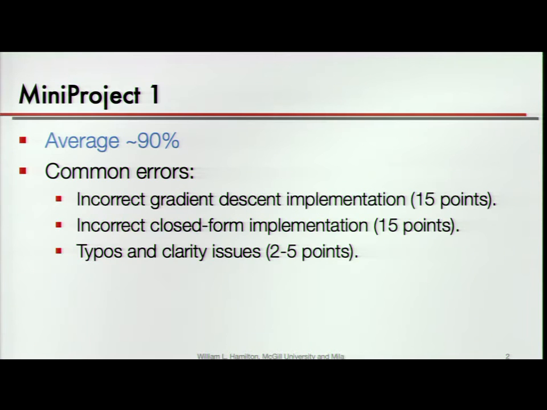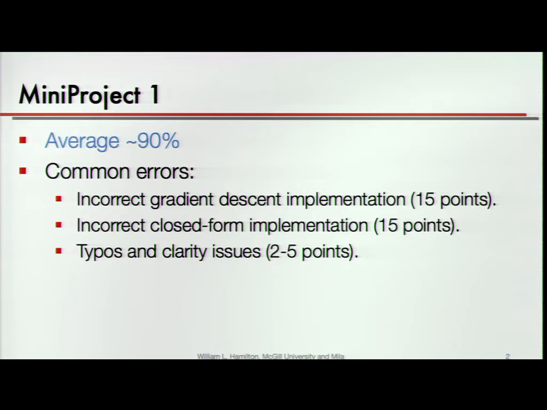The other quick thing to mention is Mini Project 1 was graded. I'm sure most people are aware of that. The average is around 90. It's a little bit in flux as there are a couple regrade requests. In terms of common errors, as I mentioned in an announcement, only 10 points were for writing quality, and most of the points were for correctness and completeness.